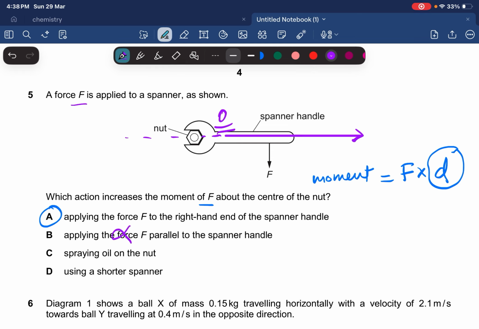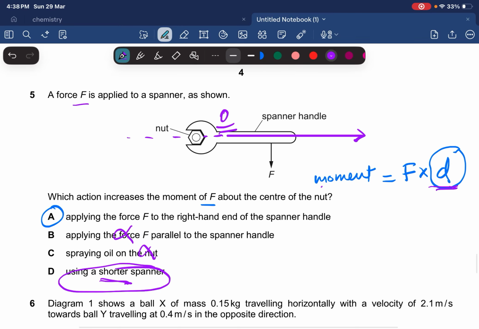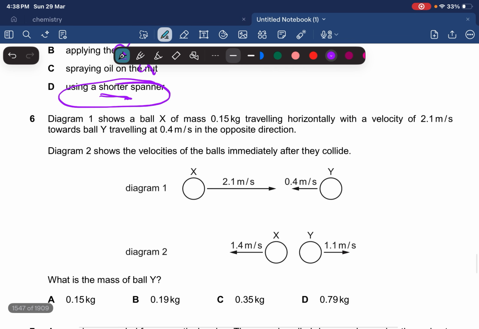Spraying oil in the nut. That's going to increase the fluidity and make it move easily, but not increase the moment. Use a short spanner. A short spanner means you're going to decrease the moment. You know why? Because a shorter spanner is going to decrease the distance, and moment is only dependent on two things, either the force or the distance, nothing else. Oil or anything else is not going to affect it.